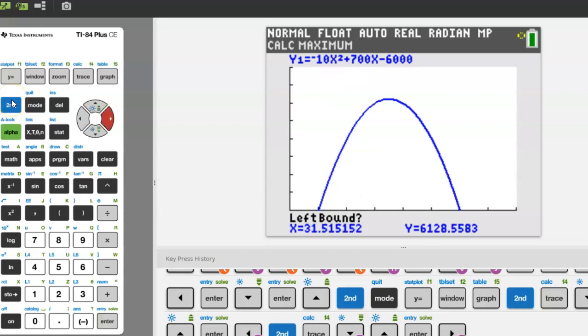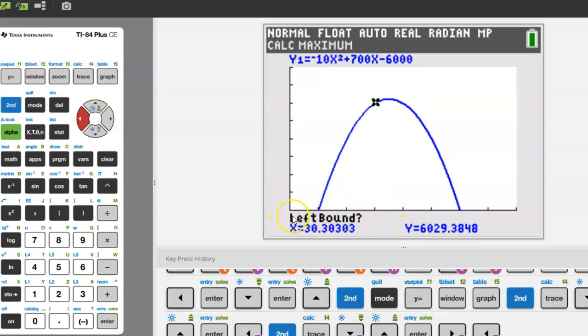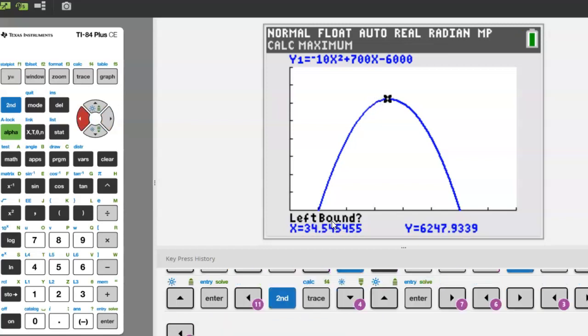So again, it gives us these little cursor points. Now notice down here on the bottom of our screen, it says left bound. So we're going to set that cursor anywhere to the left of where that maximum value is going to be. Do not try to get it right on the maximum value. Just put it anywhere on the left. Hit enter. Now notice how it changed to say right bound.